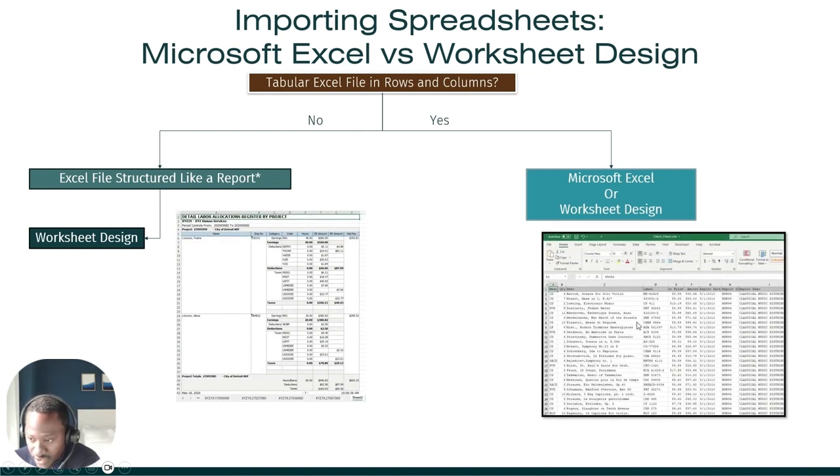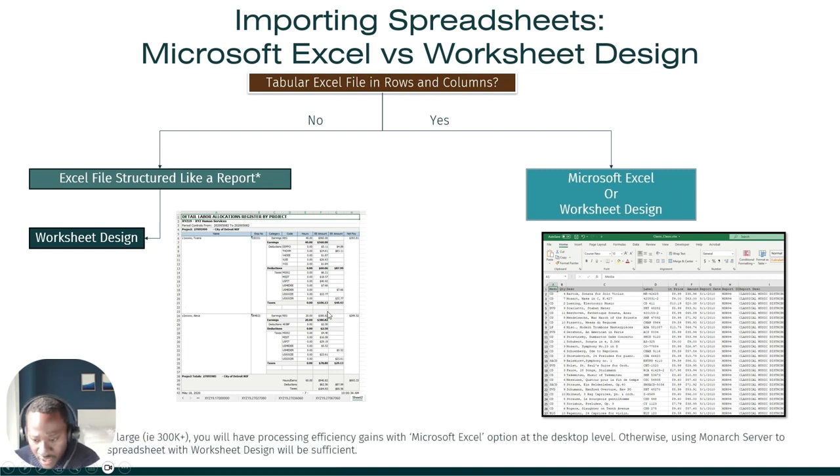So again, if you have a spreadsheet that's already in rows and columns, you can use the Microsoft Excel or worksheet design options. And if it's a spreadsheet that looks like a report, then you want to use the worksheet design. Okay. There's a little footnote here about efficiency gains. It's leading up to the pros and cons. We'll come back and talk a little bit more about this.